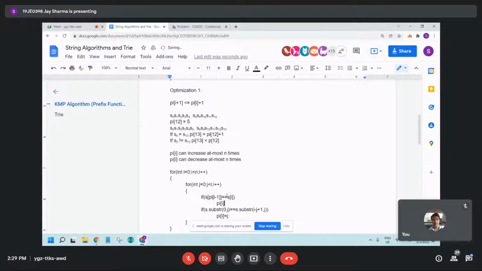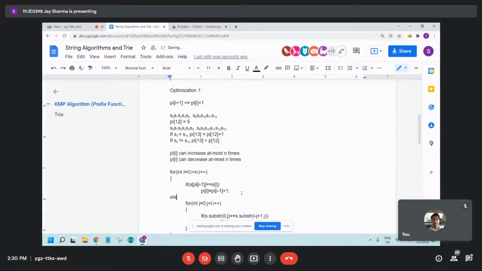then we can write pi of I equal to pi of I minus 1 plus 1. Okay, so I think I'm checking this in the wrong iteration, sorry. So here we are checking this condition before iterating. So if this case is there, then it will straight away not even get into this loop.